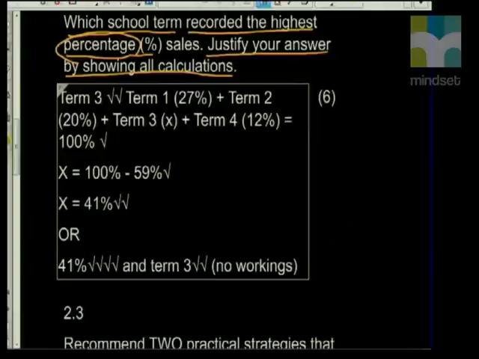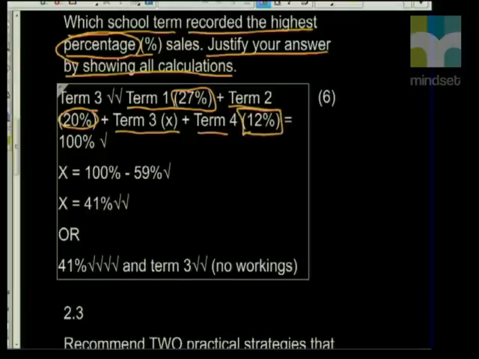So what they've done here is you take term 1, which was the 27%, plus term 2, which was the 20%, term 3, which I've labeled as X because it's an unknown, and term 4, which is 12%, should equal 100. So, easy way to do this, you're going to add term 1, term 2, and term 4. So adding those 3 will give you 59%.